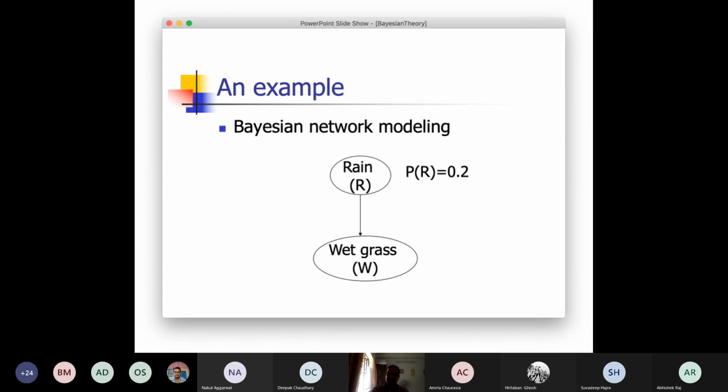Whereas for wet grass, I'm not describing the probability of wet grass. Rather, because of the presence of this edge, in this node I have to describe the probability of W given R. That means the conditional probability of wet grass given rain. So that should be described, which means how many values are sufficient, minimum values sufficient, to describe the whole probabilities in this case.